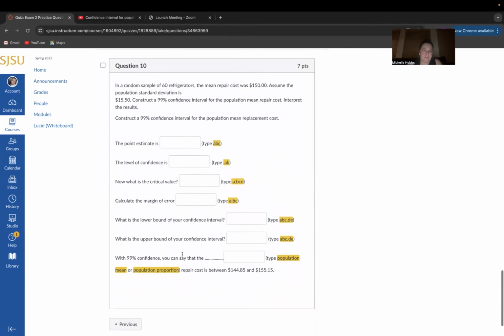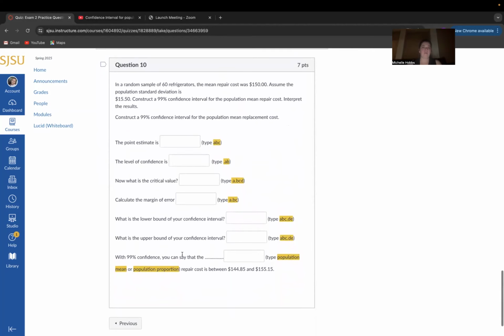Okay. In a random sample of 60 refrigerators, the mean repair cost was 150. Assume the population standard deviation is 15.50. Construct a 99% confidence interval for the population mean repair cost. Interpret the results.